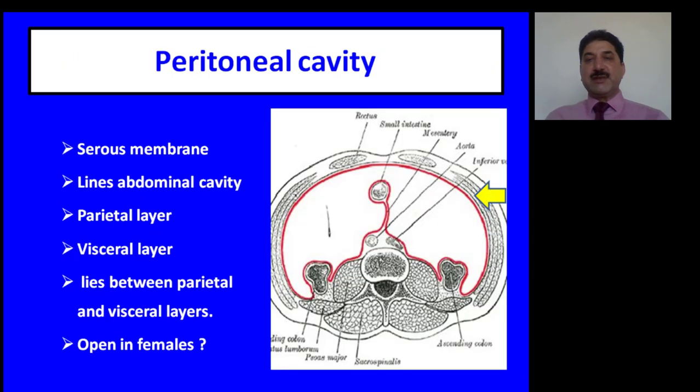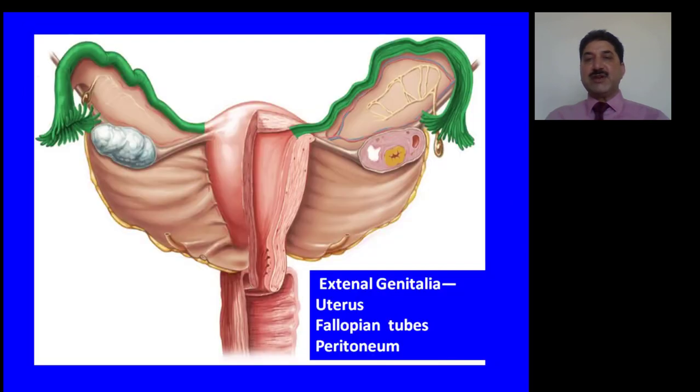As shown in this diagram, parietal peritoneum lines the body wall as shown by this arrow. Visceral peritoneum surrounds the loop of gut. Between parietal and visceral layers lies peritoneal cavity, which is a potential space. Peritoneal cavity is open in females. This is because peritoneum communicates with exterior through genital system of females. Ascending infections can go from external genitalia to uterus. From there, they can spread through uterine tube into peritoneal cavity.